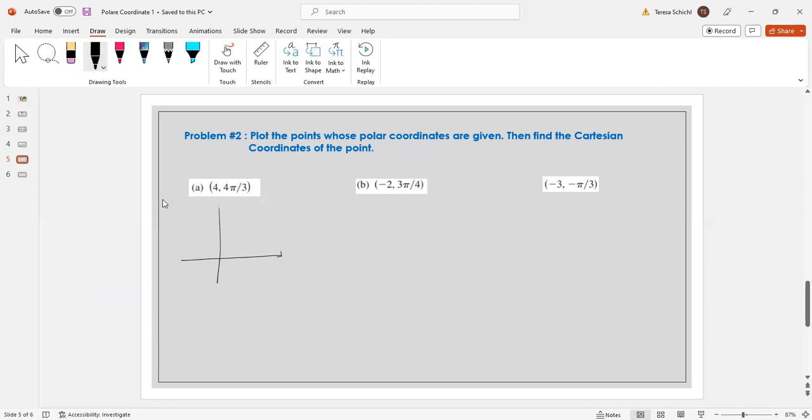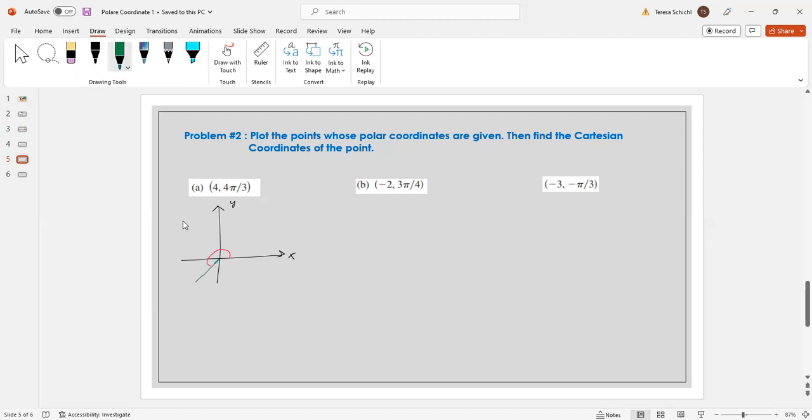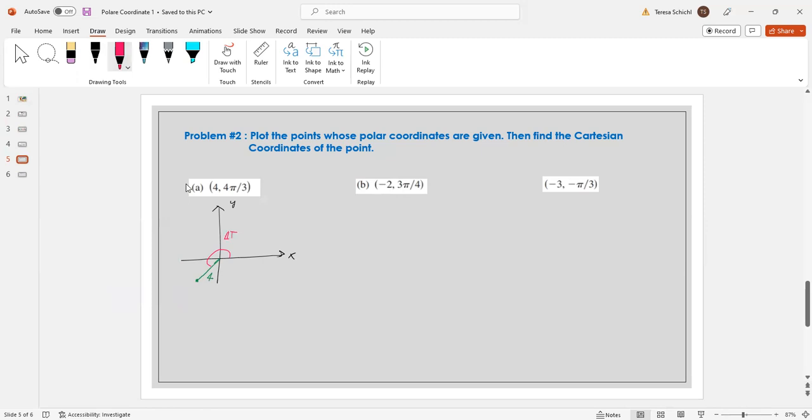Let's put both the polar and the Cartesian at the same place. So it's 4 pi over 3. You swing 4 pi over 3, which is about 240 degrees. So here, your r is 4. So this is 4, and this angle is 4 pi over 3.